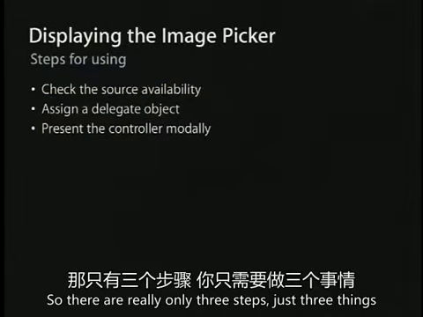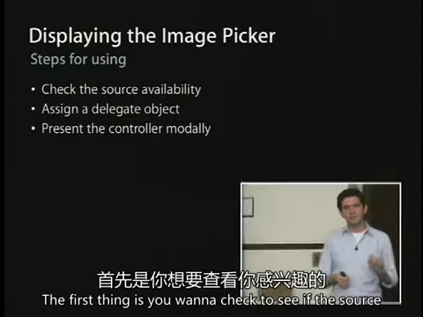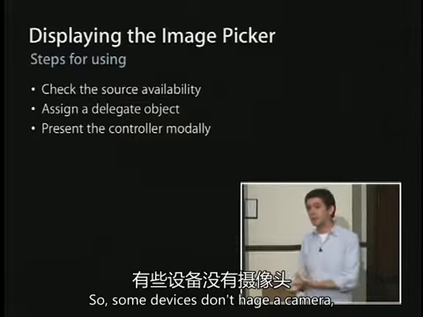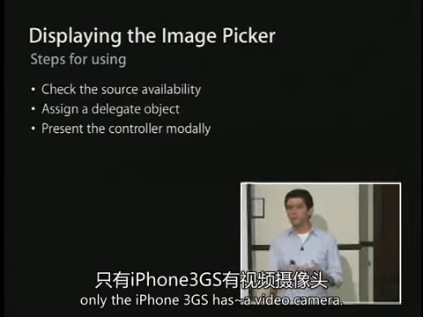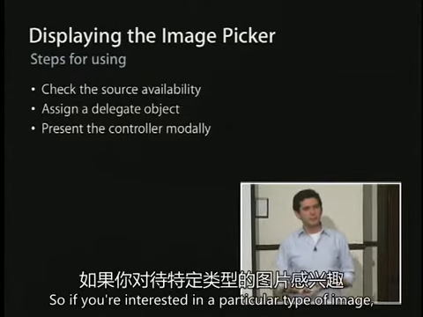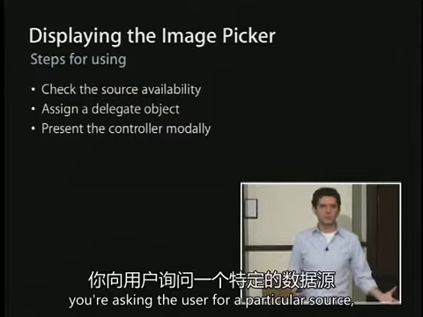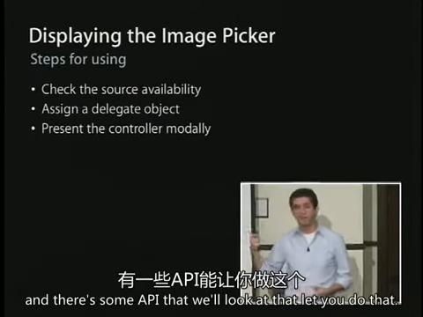So there are really only 3 things you have to do to use this. The first thing is you want to check to see if the source that you're interested in is available. Some devices don't have a camera. iPod Touch doesn't have a camera. Some devices don't have a video camera. Only the iPhone 3GS has a video camera. So if you're interested in a particular type of image or asking the user for a particular source, you first want to verify that that source is available. And there's some API that we'll look at that lets you do that.